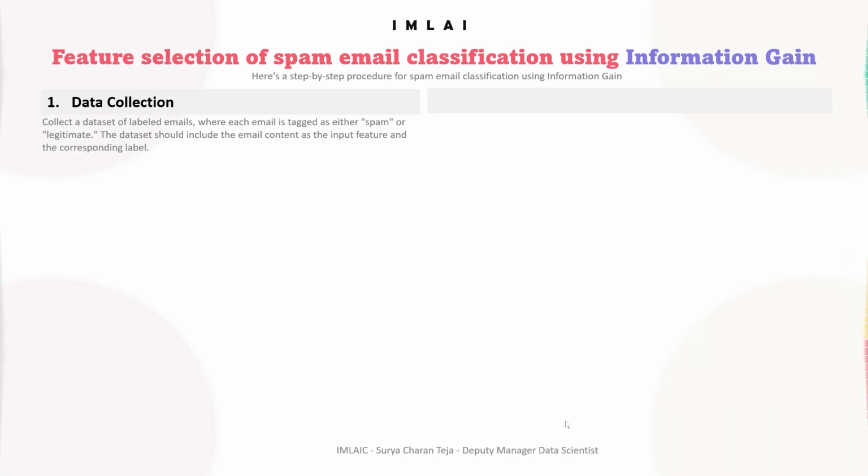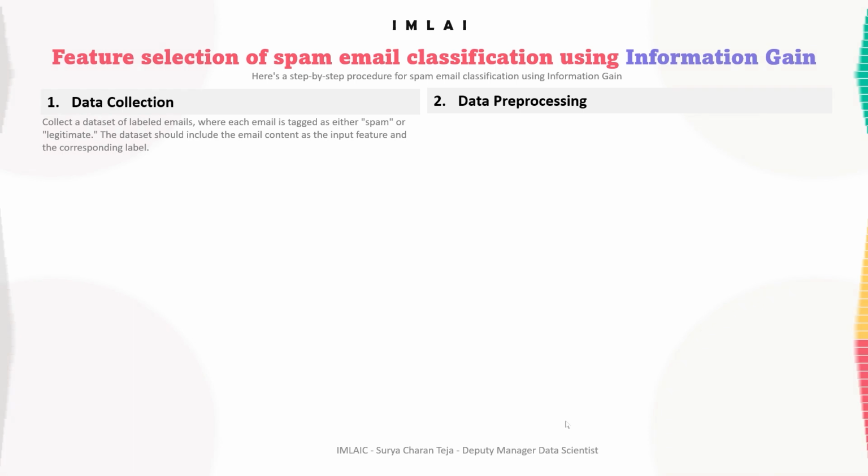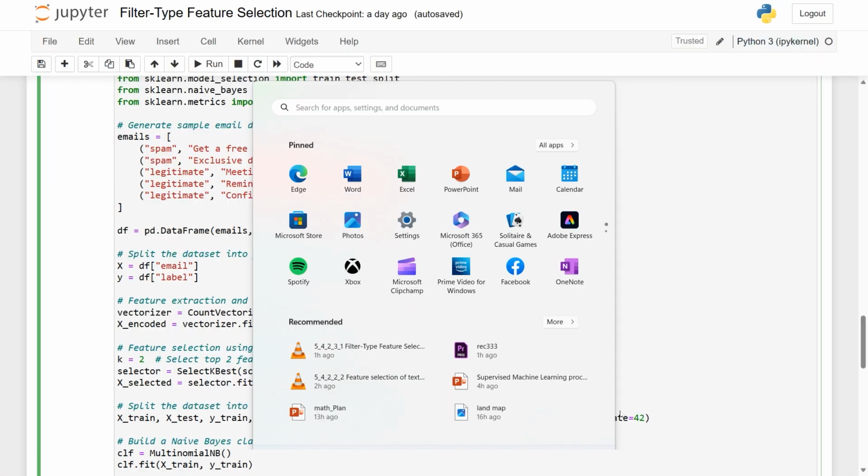Then we have the data pre-processing. Perform necessary pre-processing steps on the email data, such as removing special characters, converting to lowercase, and tokenizing the text into individual words or tokens. So let's see what all we can do with our data set.